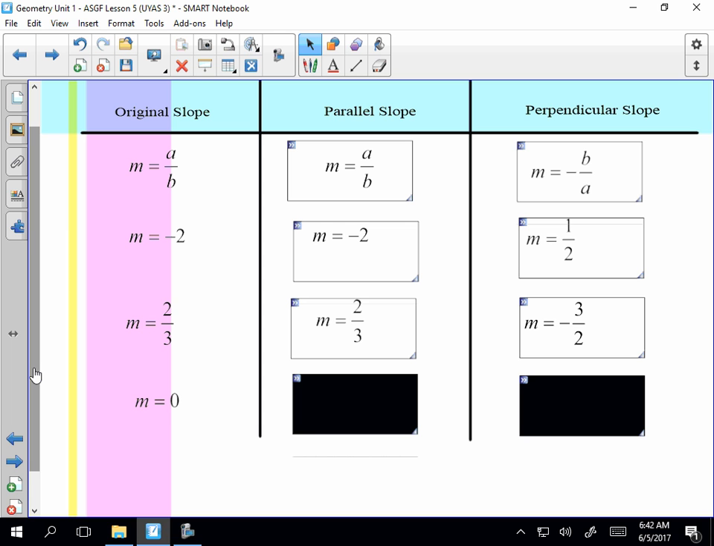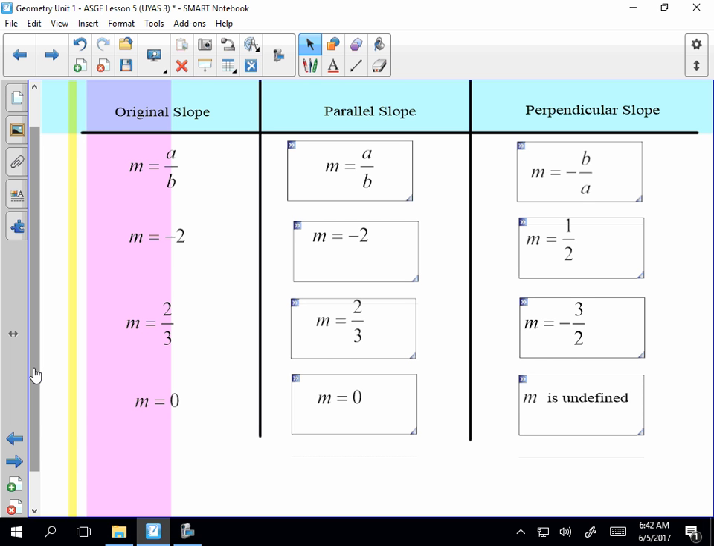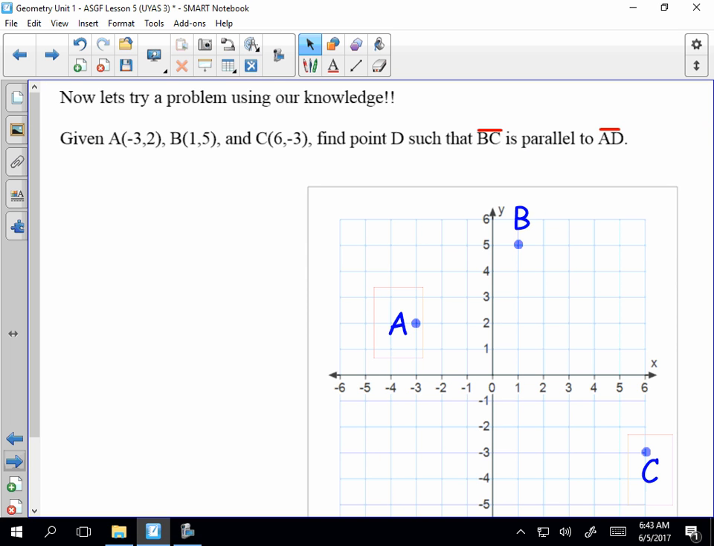-3/2. Now we have to be careful of this last situation. Our slope is 0, parallel is 0. What's the perpendicular? Undefined. We have to remember that a vertical line has an undefined slope. There's a difference between no slope and a 0 slope. We really want to use the term undefined for a line that does not have a calculable slope.